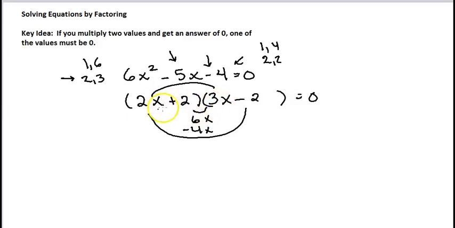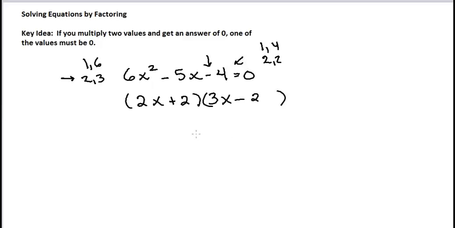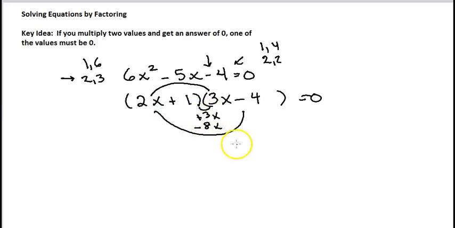So what I'm going to do next, before I try and change my first values, I'm going to switch the last ones. So I'm going to get rid of the 2 and the 2. And I'm going to try the 1 and the 4. And again, when I check this, 2x times 3x, that's 6x squared. Here the outsides get me negative 8x. Here the insides get me positive 3x. And when I put those together, I get negative 5x. Wow, isn't that nice? And in the last terms here, 1 times negative 4 is negative 4.